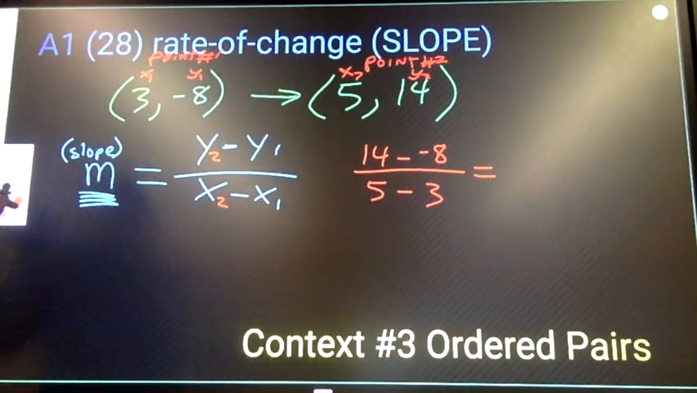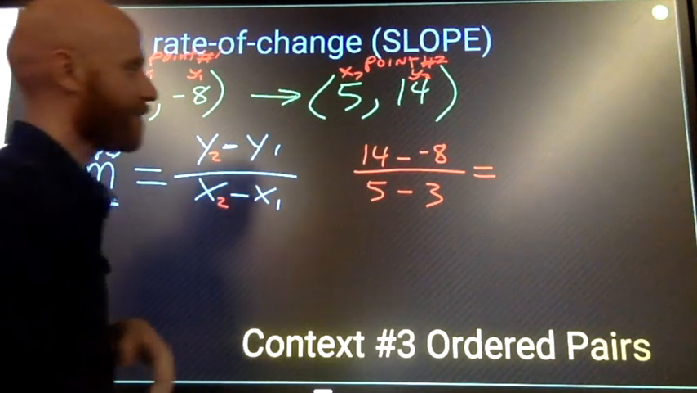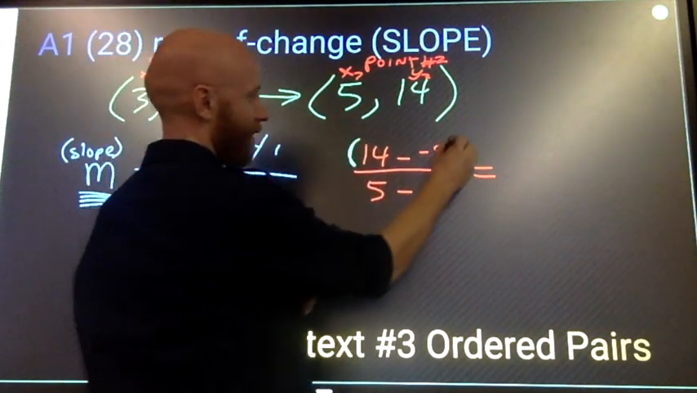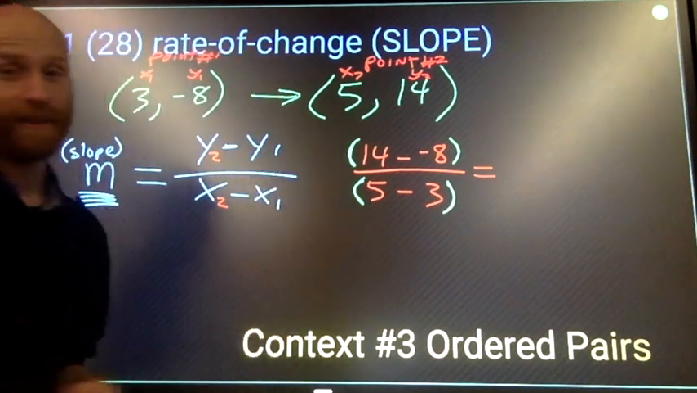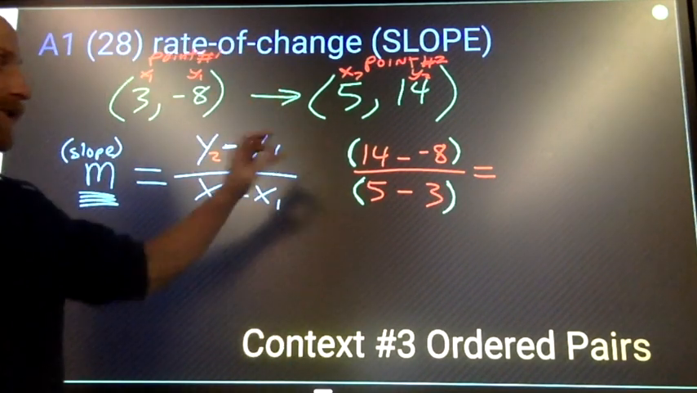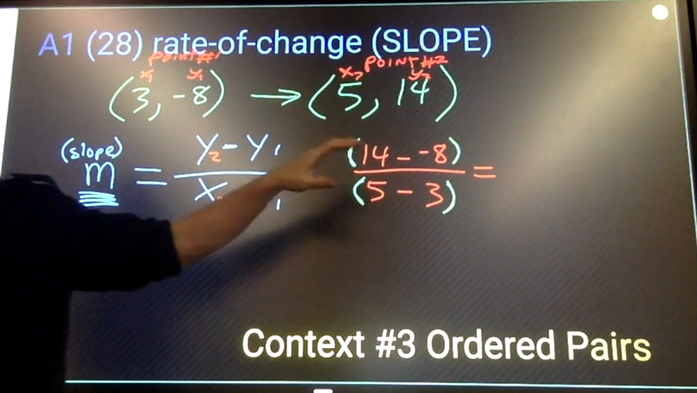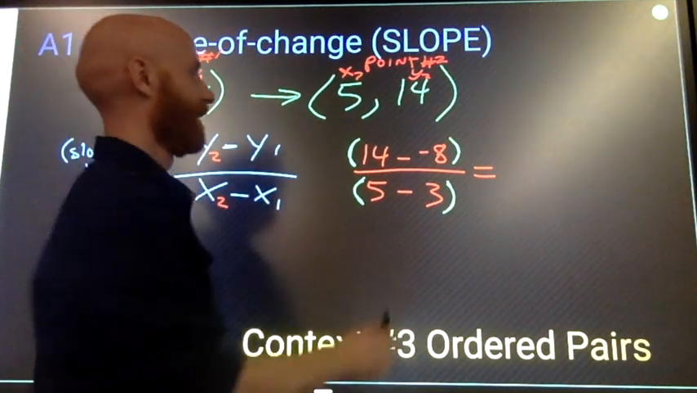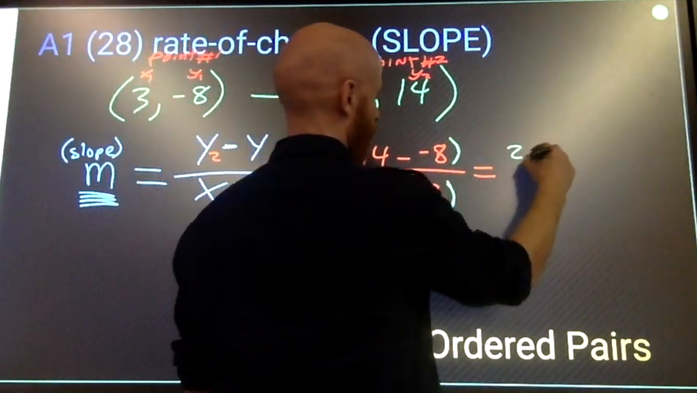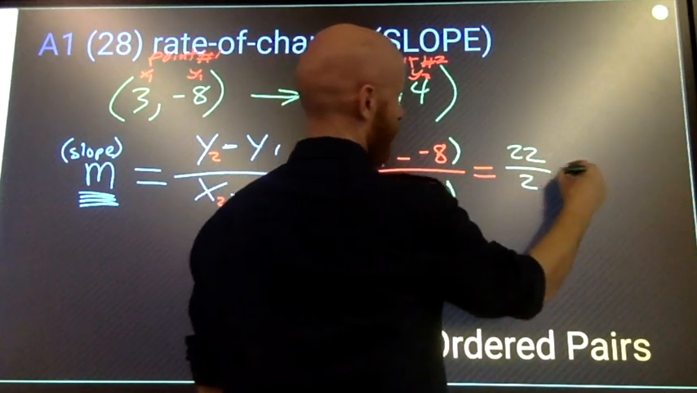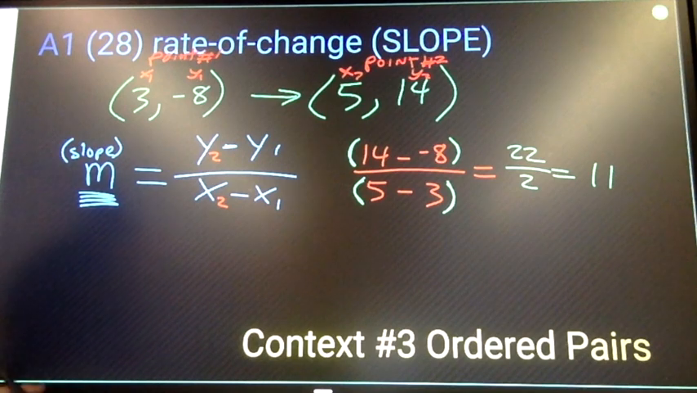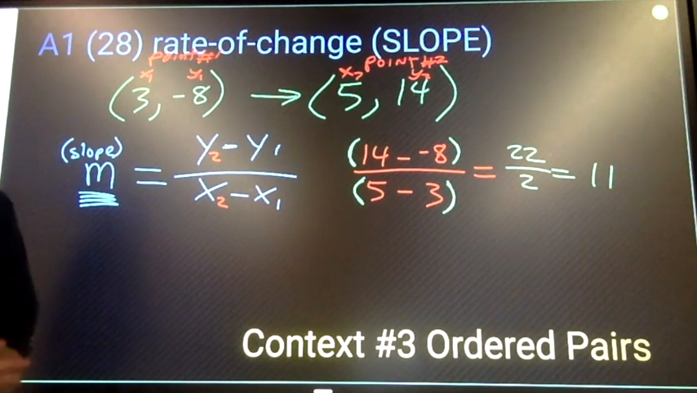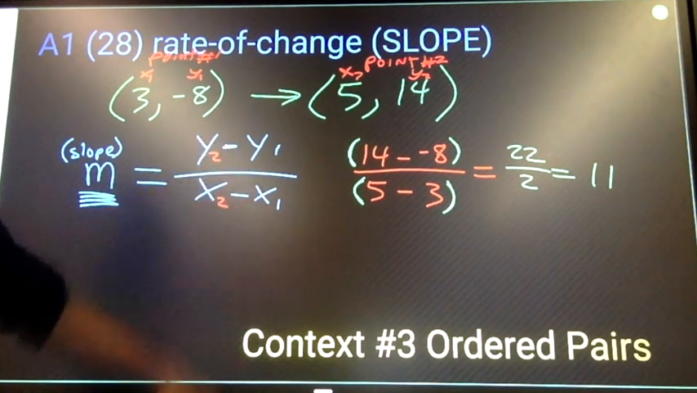If you are just going to use a calculator, you have to remember that there are understood parentheses around the numerator and understood parentheses around the denominator. Okay? If you don't put your parentheses in, the calculator will get the answer wrong. 14 minus negative 8 is 22 over 5 minus 3 is 2. The slope is 22 over 2 or 11. Okay, that's one way to get a slope. Use the slope formula.